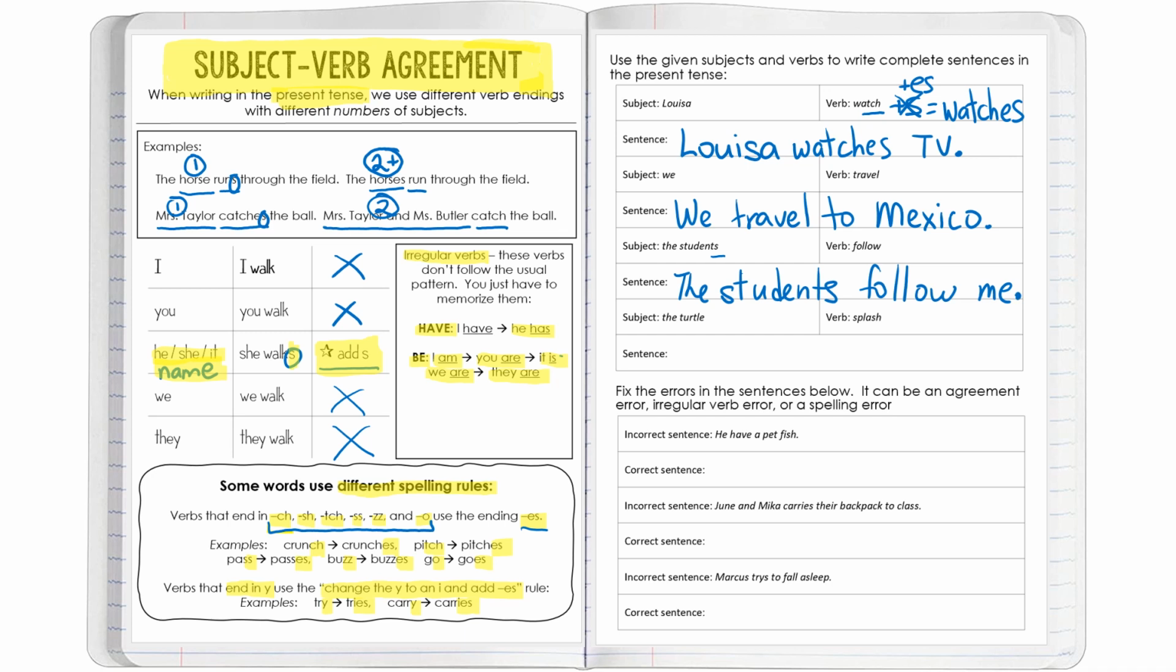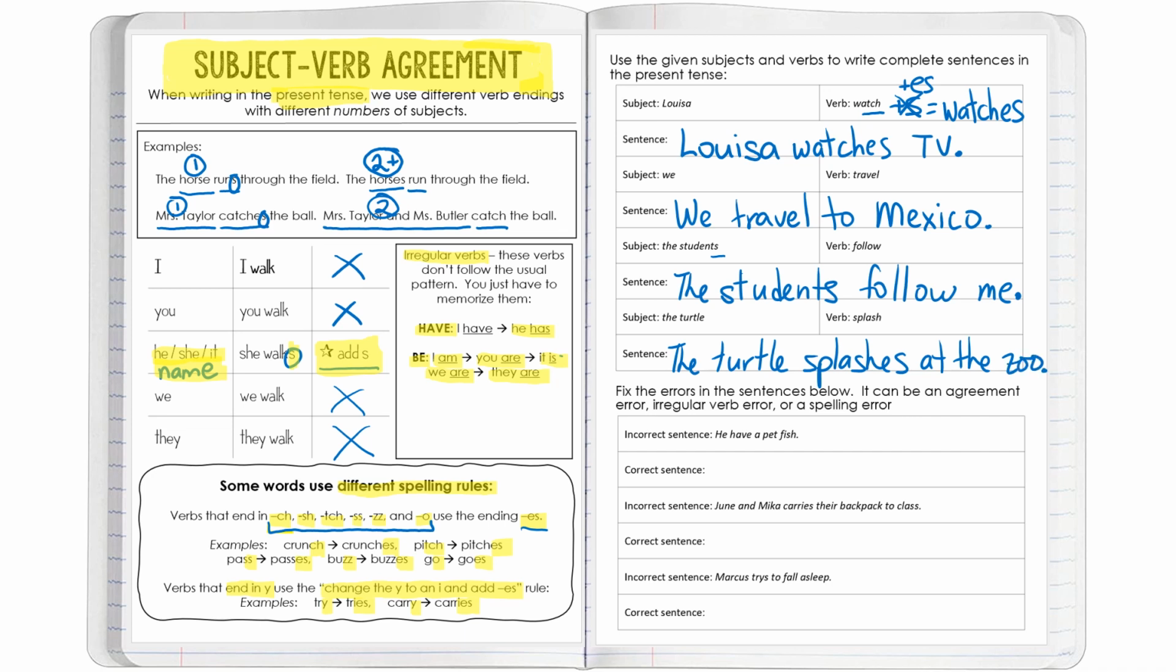All right, and then the next one, the subject is the turtle, and my verb is splash. When I check out the chart over here, thinking about the turtle, it's going to be a he, she, it. The turtle is an it, and I can see that that means I'm going to add an S. When I look at the verb splash, I can check it's not in my irregular verbs, but it is down here in my spelling rules changes. It ends in a sh, which means I'm not just going to add S, I'm going to add ES. The turtle splashes at the zoo.